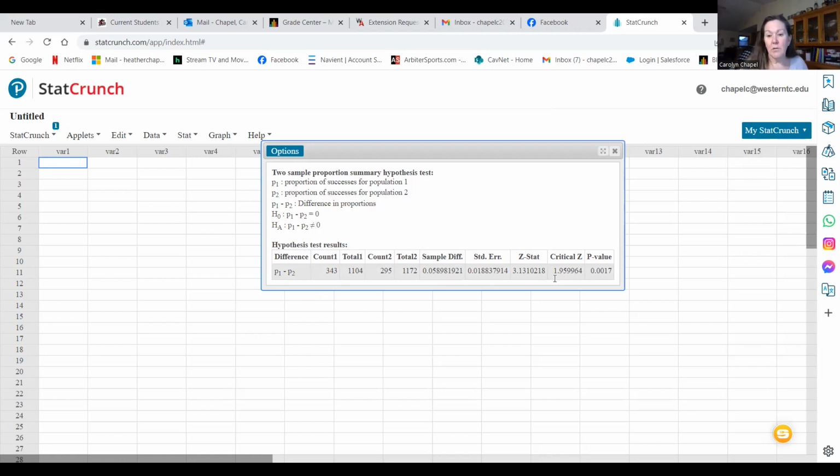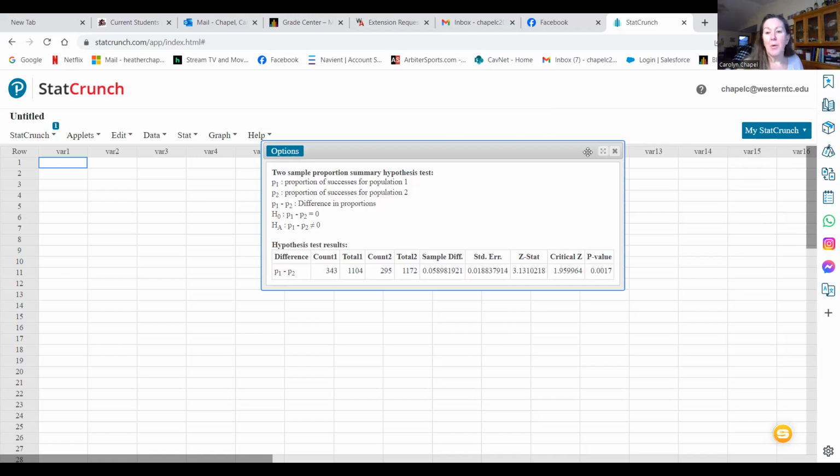The critical value here is 1.9599. We had 1.96 because that's as accurate as our table could get. The p-value that technology gives us was 0.0017. We had 0.0018, again, due to the accuracy of the tables, but it does give us everything we needed.